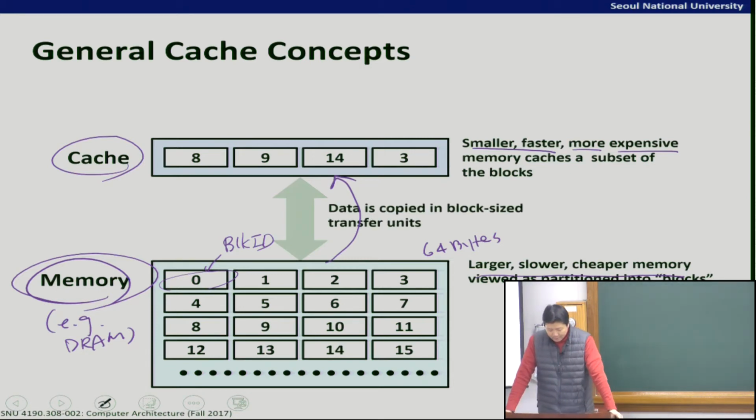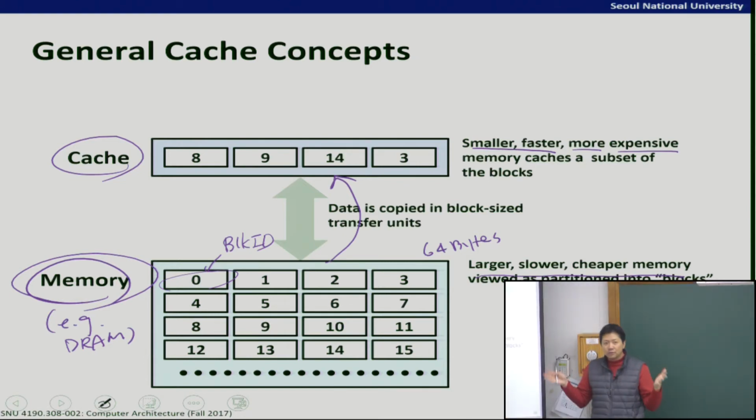And data is copied in block-size transfer units. The block is the unit of copying from a lower level of the hierarchy to an upper level. So even though you access a specific word, you copy not only that word but the entire block. In this case, the entire 64-byte block which contains the accessed word will be transferred into the cache.